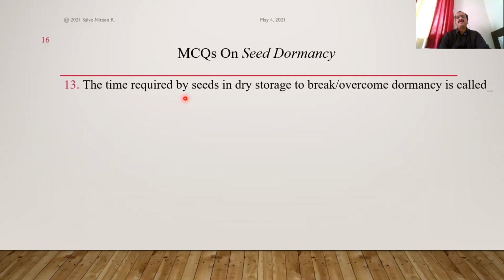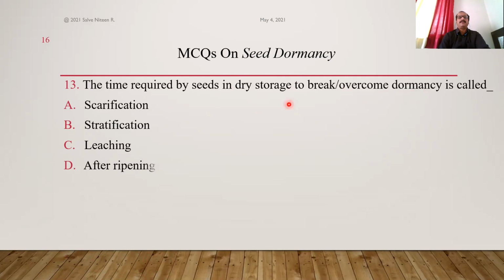Okay, the time required by seeds in dry storage to break or overcome dormancy. What type of dormancy? Physiological dormancy. And this time is called after ripening. So if that much time is provided, then that dormancy can be overcome, which is physiological type of dormancy, endogenous type of dormancy. D is the answer here.